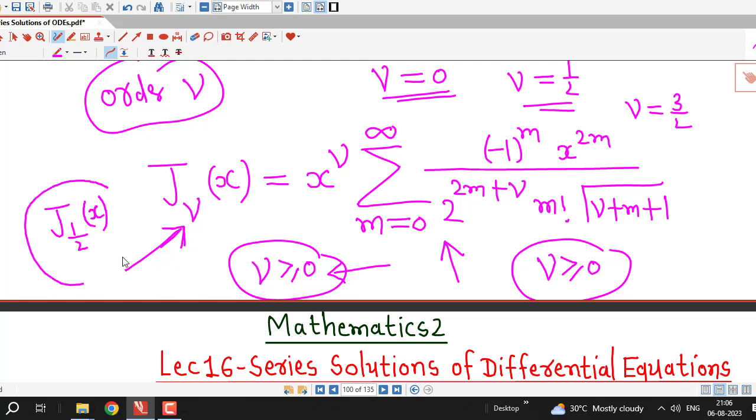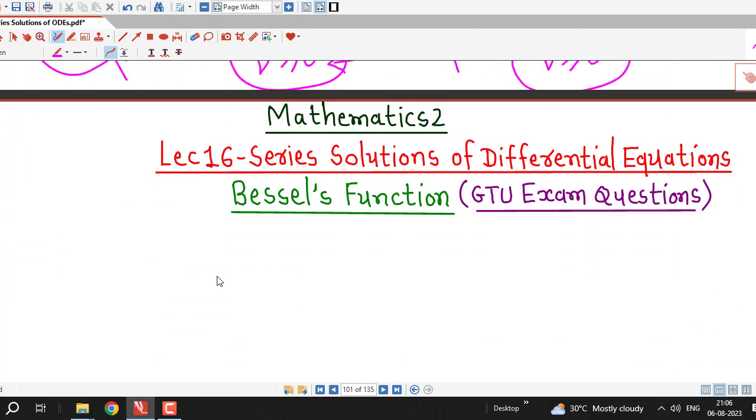We will take nu equal to 1 by 2 in this formula, and we will see that this Bessel's function of order 1 by 2 is nothing but multiple of sine function, trigonometric function sin x. So we are going to derive that formula for Bessel's function. They can ask you to write down the Bessel's function of order 1 by 2, and they can ask you to prove that formula in terms of sine function.